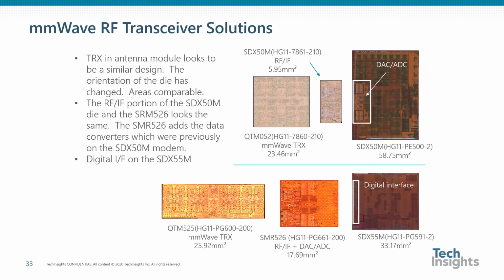The intermediate frequency die has now moved out of the modem, in this case the X55, and is now a component of its own that also contains the data converters that were previously embedded in the modem. So there's only a digital interface from the modem to the IF chip. The two solutions do have many similarities, but also some differences. TechInsights has analyzed both the RF transceiver and RF IF die as part of the Transceiver Architecture subscription channel.